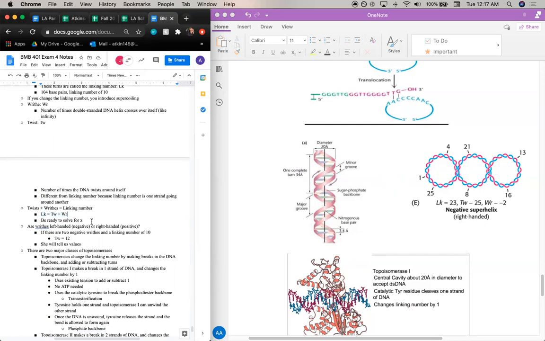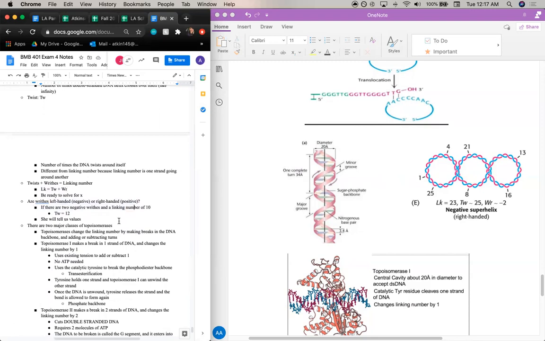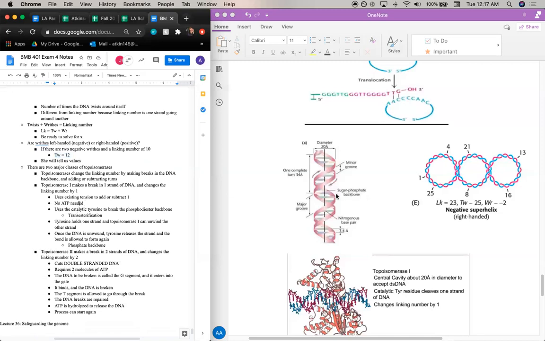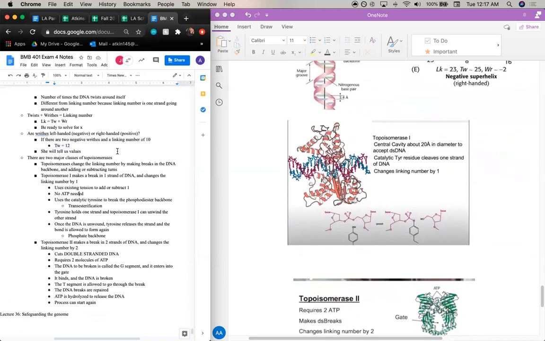As far as I can gather from the lecture, she's just going to give you the numbers, and she'll also tell you whether it's going to be negative or positive, and then you just have to solve for x. So she gives an example where there are two negatives, so we have a -2 for here, and a linking number of 10, and we can just solve that for 12. Cool. Okay, I think we're getting there.